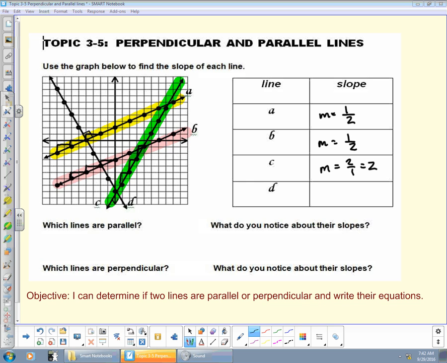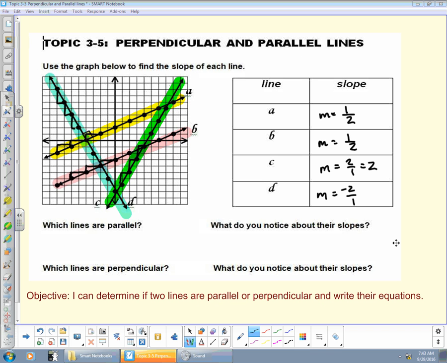And then the last line, line D, I'm going to do the stair steps here. So this time I go down 2, right 1, down 2, right 1, down 2, right 1. And so M is equal to negative 2/1.